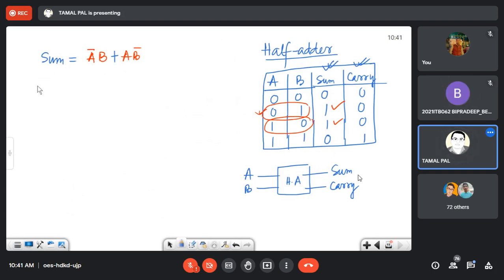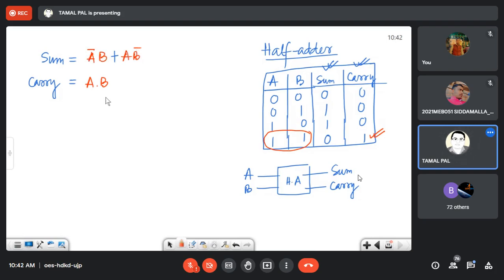No, sir. For carry? Sir, A B. Let me check. For carry, this is the only row with output 1. So we have to follow this only. So as a result, it is A and B. Since both of them are 1, there is no possibility of negation or inverter, not symbol. So this is actually the expression for carry. Any doubt to understand how I have derived this expression? Understood, sir.